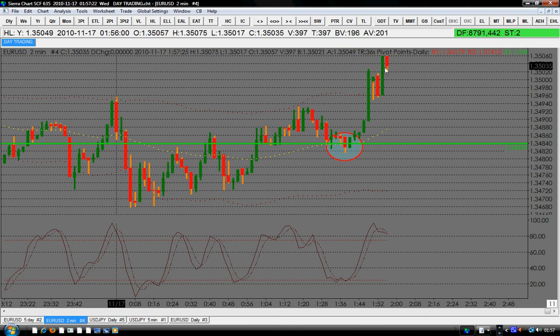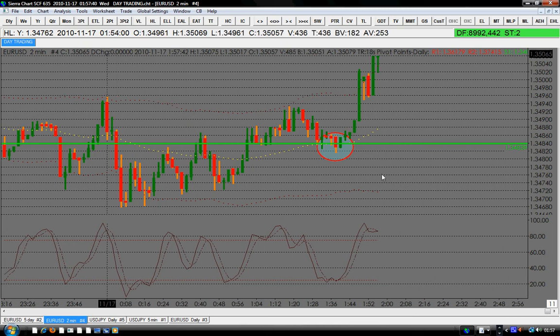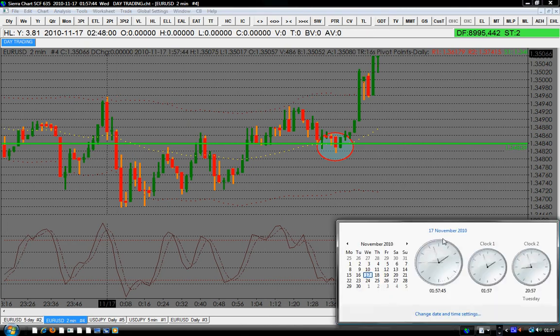The price starts going up. We're going to monitor this trade. Manage the trade. Once you enter, you should be able to manage your trade, also to control the risk in order to box in your profit. So keep watching this live chart of the Euro USD today on the 17th of November 2010.